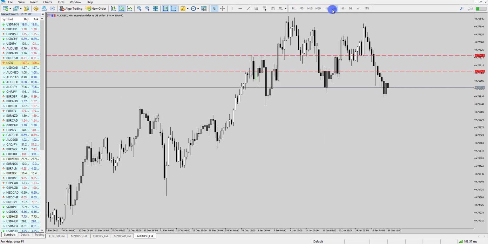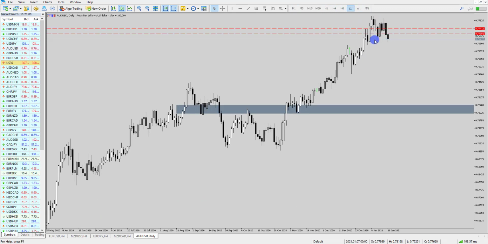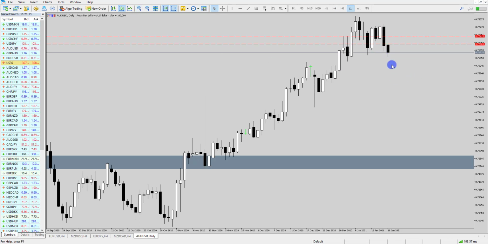So keep an eye on Aussie. I like the way it's starting to shape up on the weekly time frame. I wish it'd just do a little bit more of a breakdown on the daily time frame. Once we get that confirmed change in trend on the daily, we'll look for further opportunities.